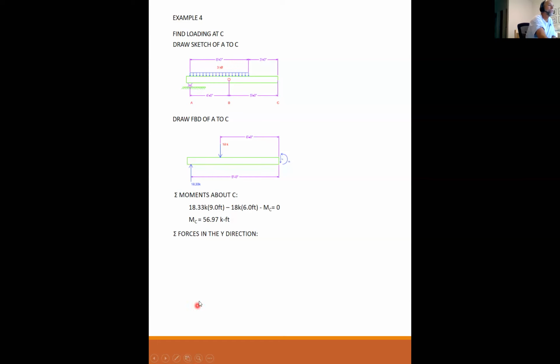Sum forces in the Y direction. I have minus VC plus 18.33 minus 18, all equals 0. VC is only 0.33 kips, but positive.